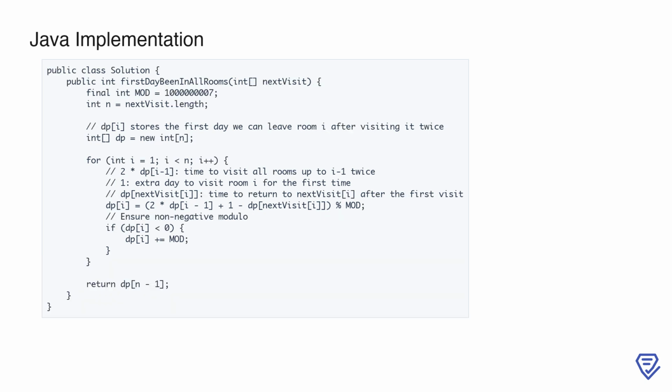This is the Java implementation for LeetCode problem number 1997, first day where you have been in all the rooms. The logic mirrors the Python solution, with type declarations and syntax adjusted for Java. The DP array is used to calculate the first day we can leave each room after visiting it twice. Java-specific adjustments include handling modulo operations explicitly to ensure non-negative results.